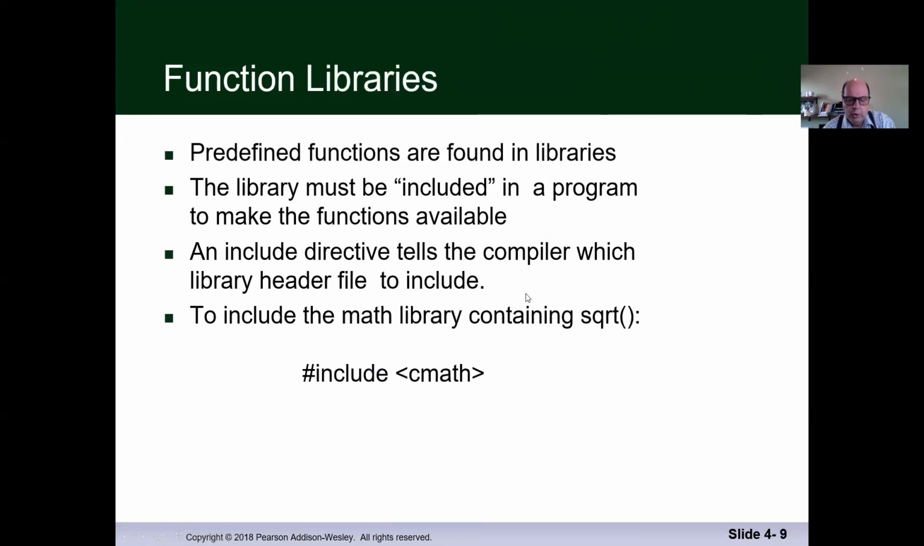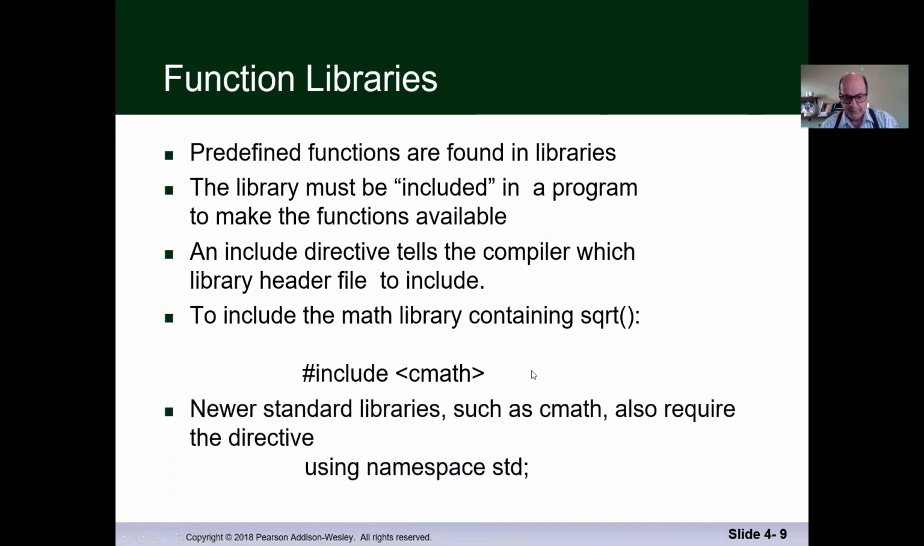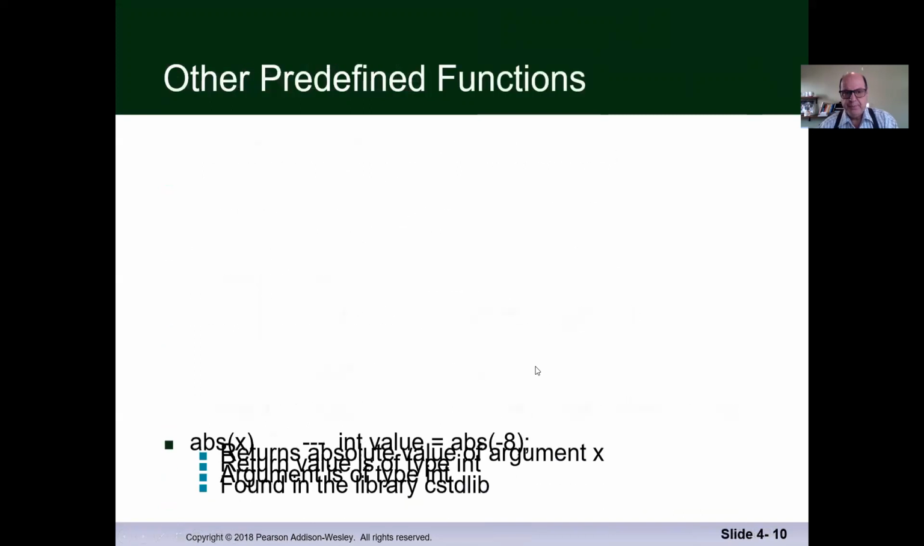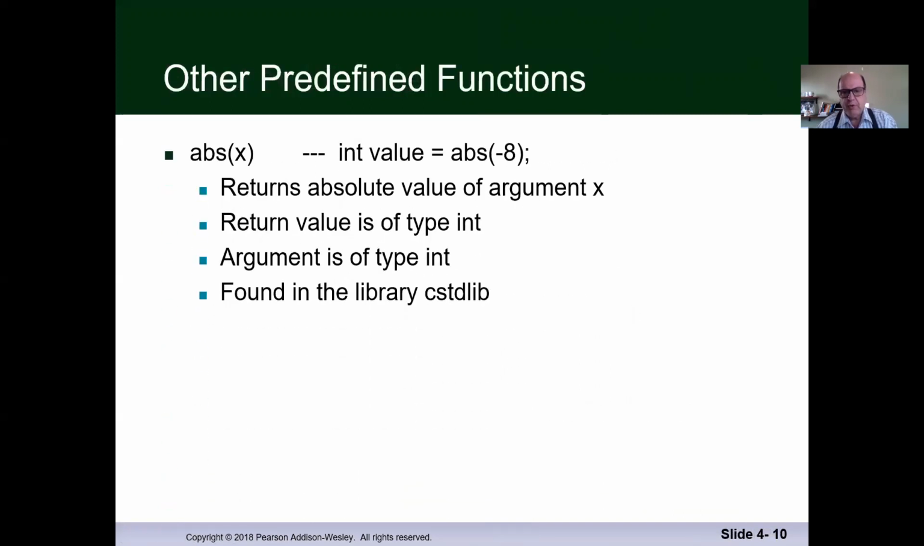So we're going to be using, and you have seen this before, iostream. We have #include <cmath> for the math, and square root is part of the math. We are going to be using namespace std, that's the way we write the programs for the Savitch book. So these are some of the other functions that we see in cmath, and one of them is absolute value.